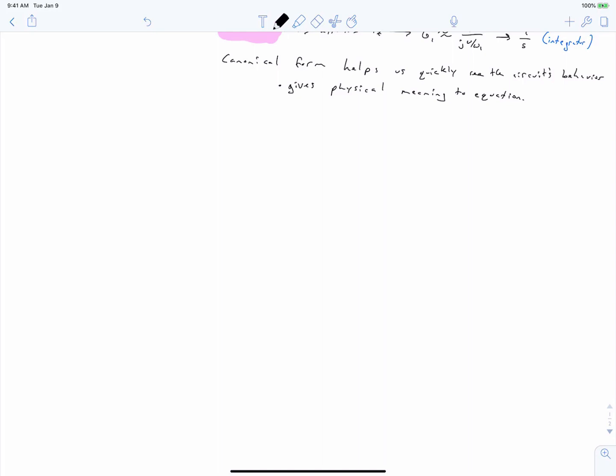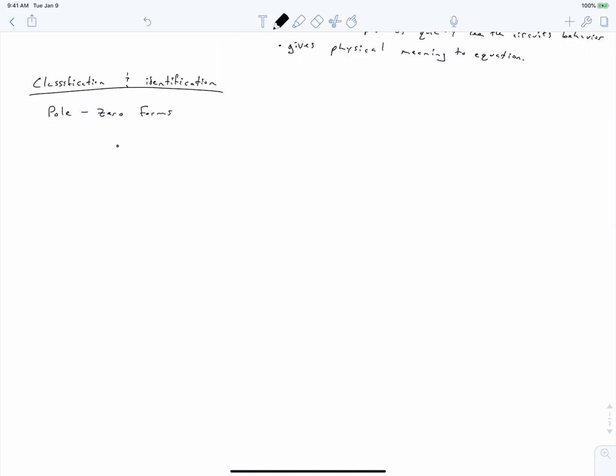Let's now construct a table of canonical forms. So this is going to be the classification and identification portion. The first entry in here is going to be the simple pole that we already discussed. And we can describe this as being a left half plane pole, or a real pole, or a simple pole.